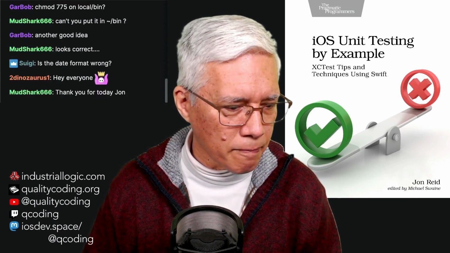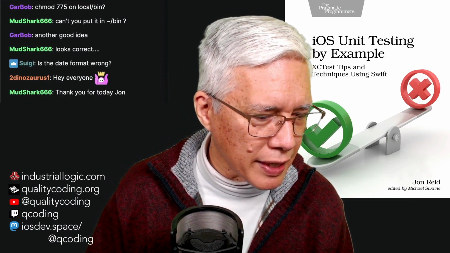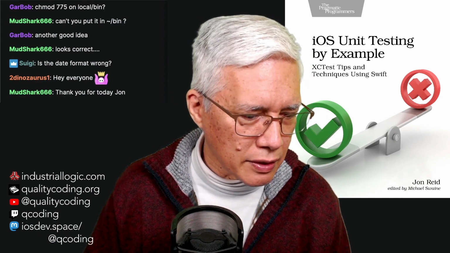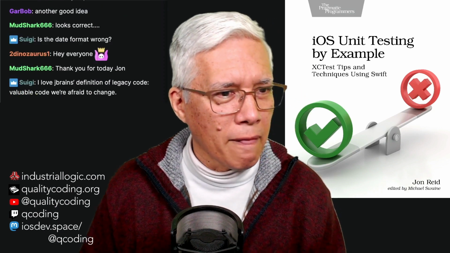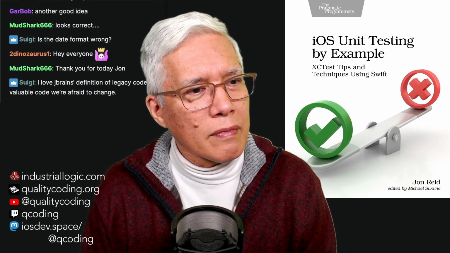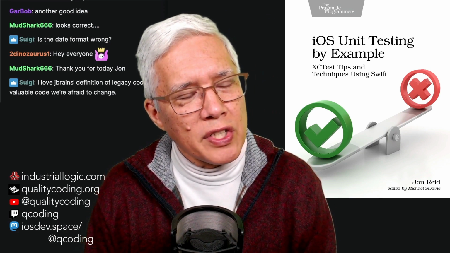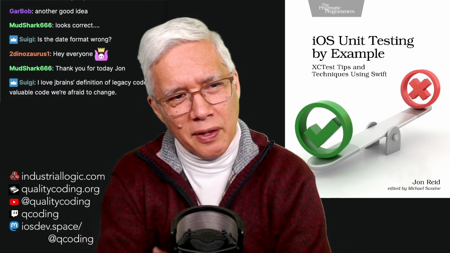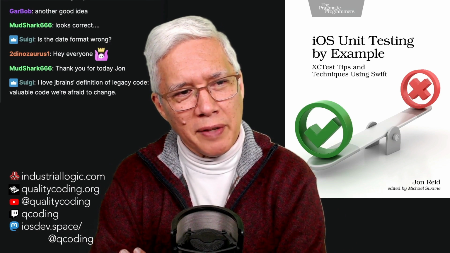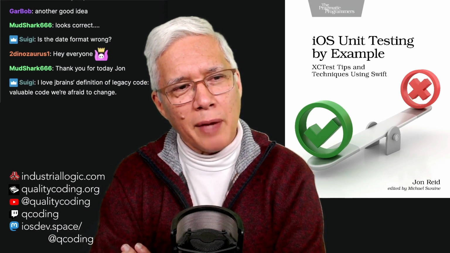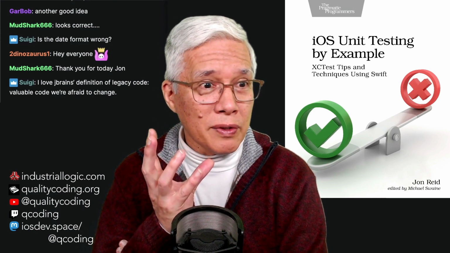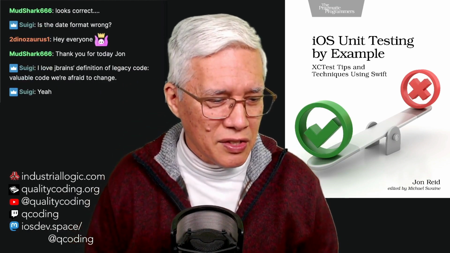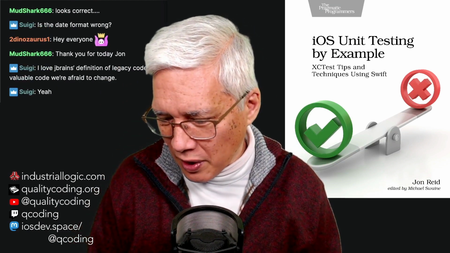I wonder, is there anybody to raid? I don't know if there is. Ah, valuable code we're afraid to change. Oh, I like that a lot. So that's J.B. Rainsberger, right? I like that. He captures the two things. It's valuable, and changing it is scary. So that's great. Thank you, Swiggy.